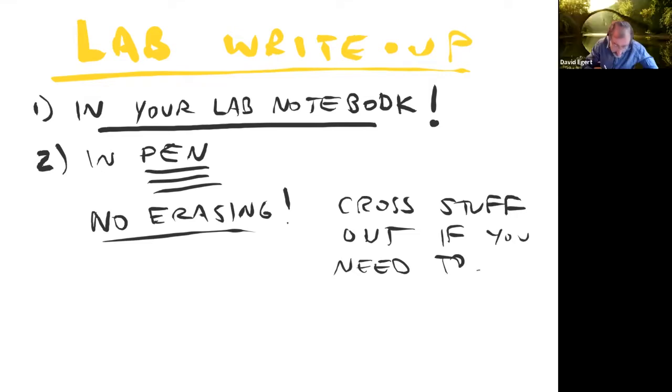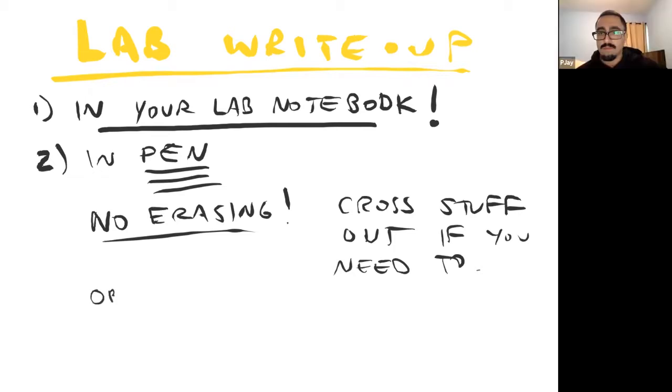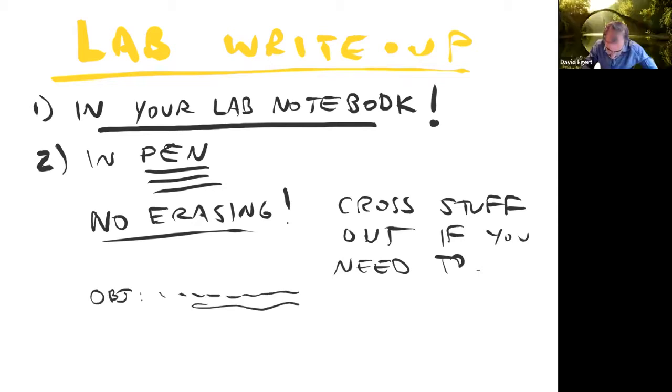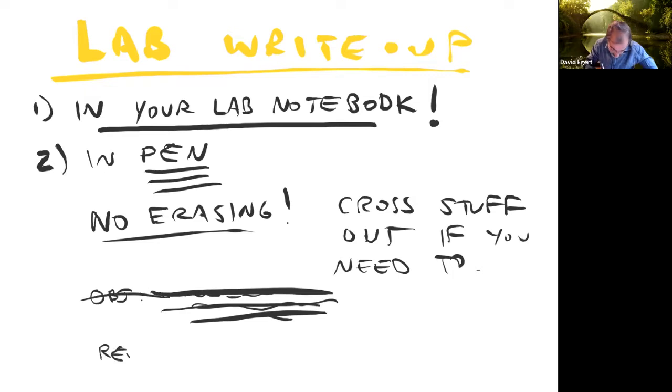So you might be writing objective blah blah, and then you realize, okay, I totally missed something there. So you might end up just putting a line through it. Don't obliterate it, and then write in a revised objective. But it should be clear that there was this process, right?